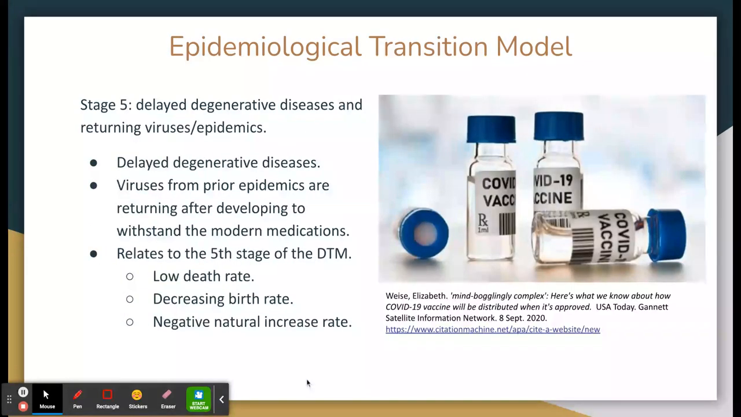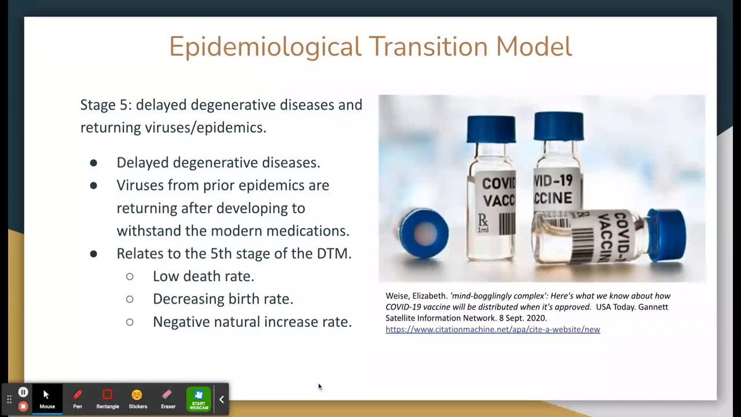Finally, we have stage 5, which is represented by delayed degenerative diseases and returning viruses or epidemics. Viruses from prior epidemics are returning after developing to withstand the modern medications. This relates to the 5th stage of the DTM, as the death rate is low, the birth rate is decreasing, and the natural increase rate is negative.